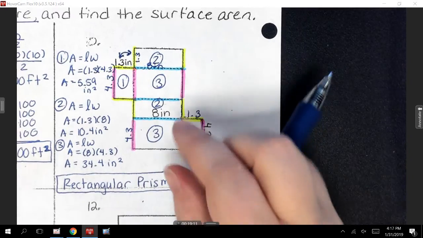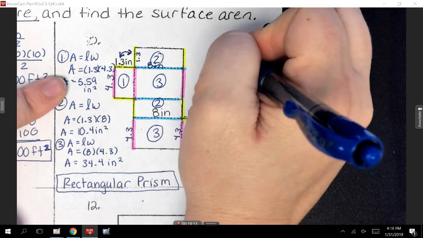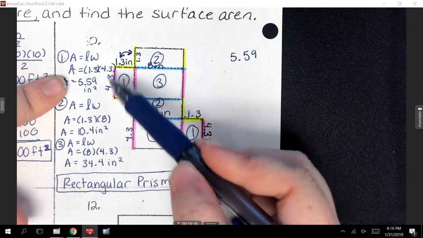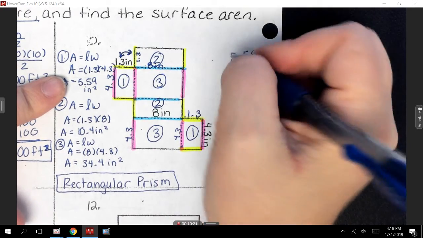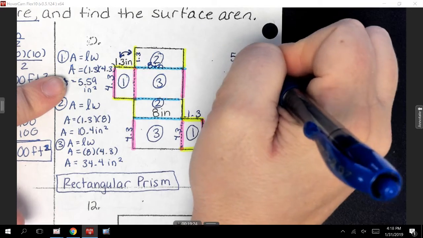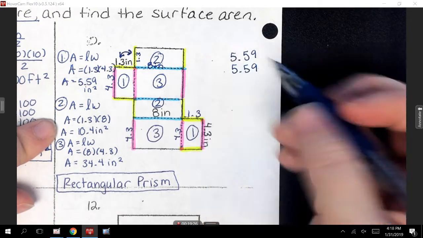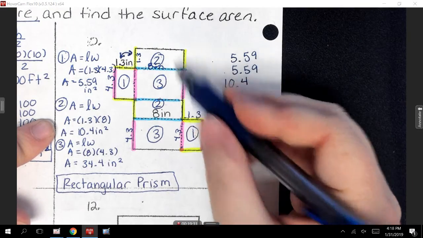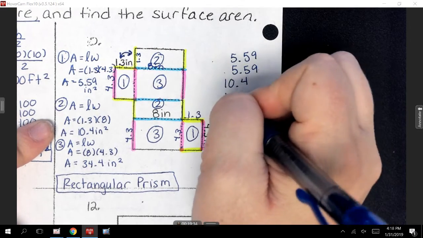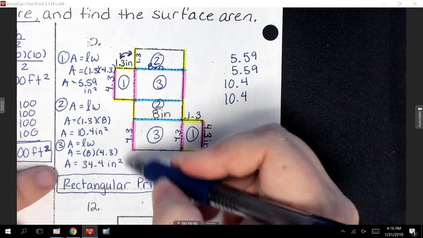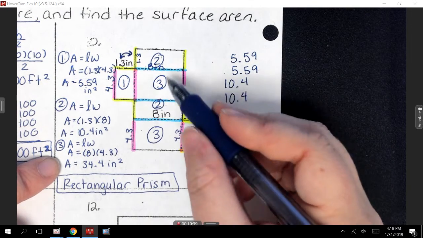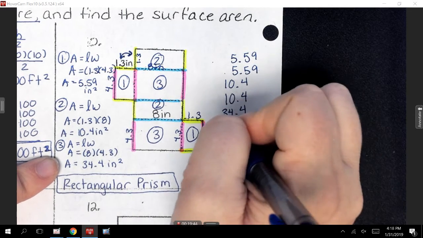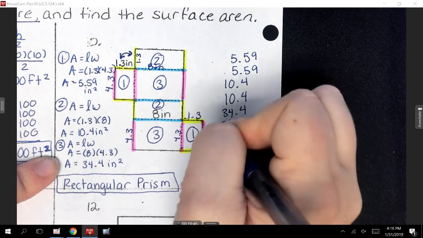Now that we have shape 1, shape 2, and shape 3, we need to add them up. I want us to be careful. My shape 1 says 5.59, but I didn't just have shape 1 here, I also had it over here, so I should have 2 of those in my work. So I'm going to have 5.59 again. Now shape 2, which was 10.4. And remember, there were 2 of those, the one at the top and the one down here in the middle. So I'm going to do 10.4 again. And then we have shape 3. We also had 2 of those rectangles, so I'm going to do 34.4 twice as well.